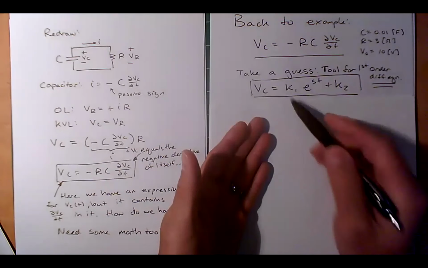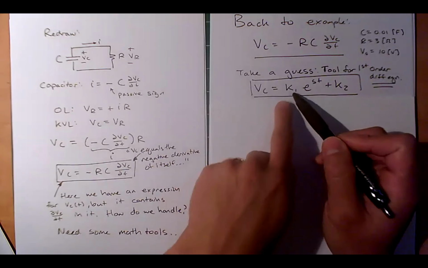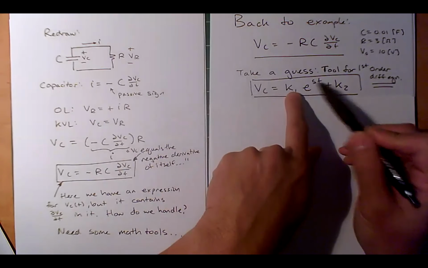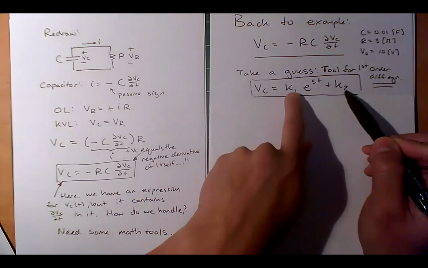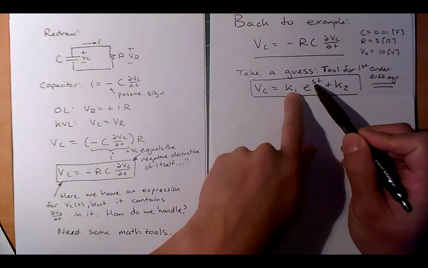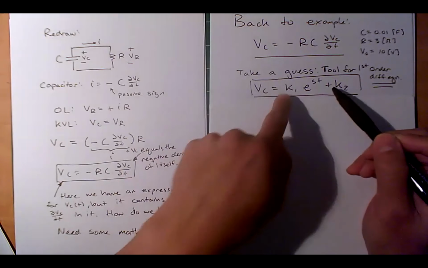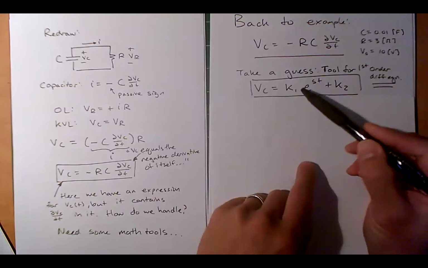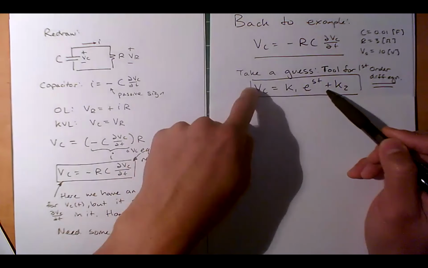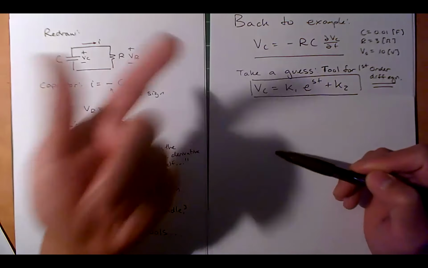And so look at this. We can take a guess. We can have K1 e to the s t plus K2. We don't know what K1, K2, and s are, but we could imagine that if we could find them, they would match this relationship, because the derivative of this will be some form of itself, right?